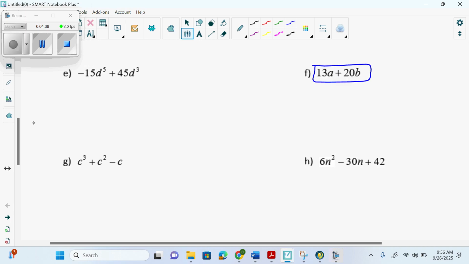Okay. E, 15 and 45. What's the biggest thing I can take out? 15. And honestly, a lot of the time if it leaves with a negative, I'll pull a negative 15 out instead. So I'm going to put an equal sign, negative 15.